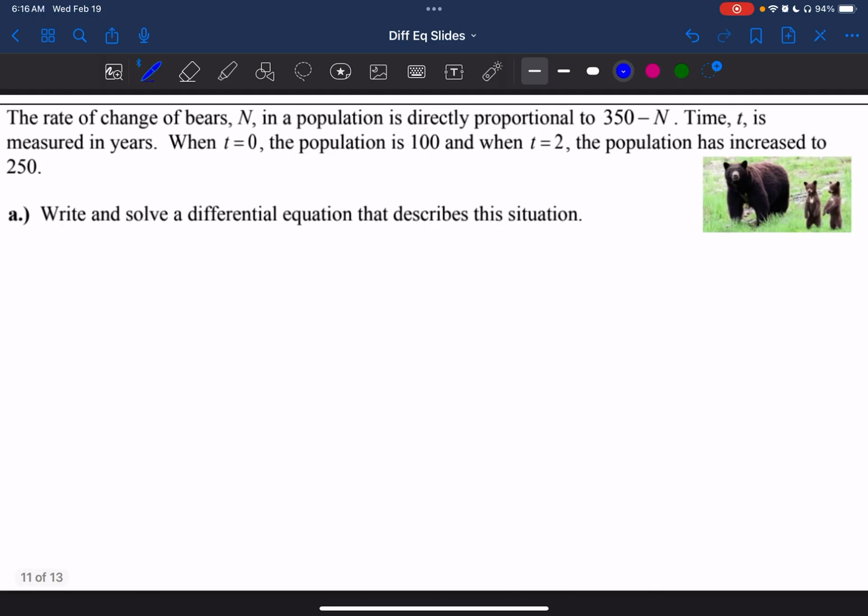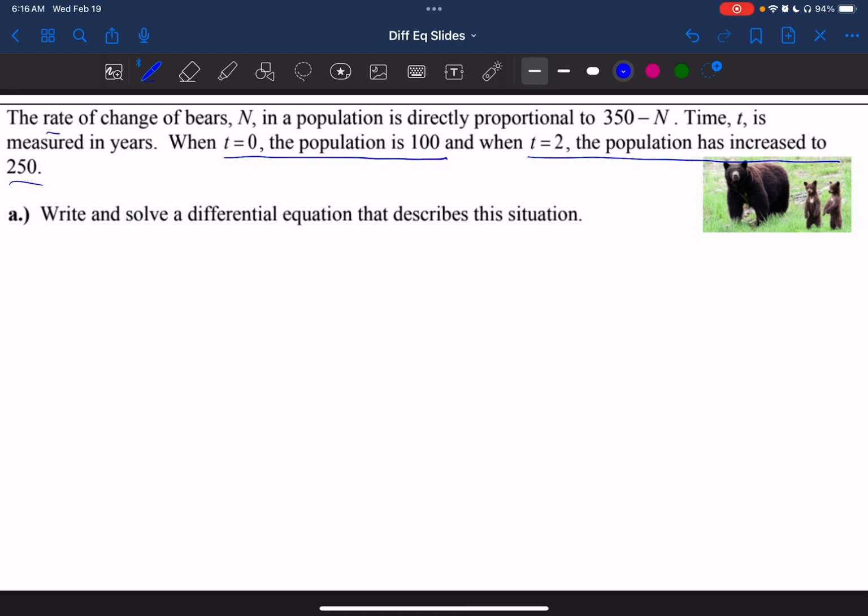Okay, application. The rate of change of bears n in a population is directly proportional to 350 minus n. Time t is measured in years. When t equals 0, the population is 100, and when t equals 2, the population has increased to 250. Okay, so they're not only giving us an initial condition, they're giving us another kind of condition, a subsequent condition. So first, though, we have to write our own differential equation.